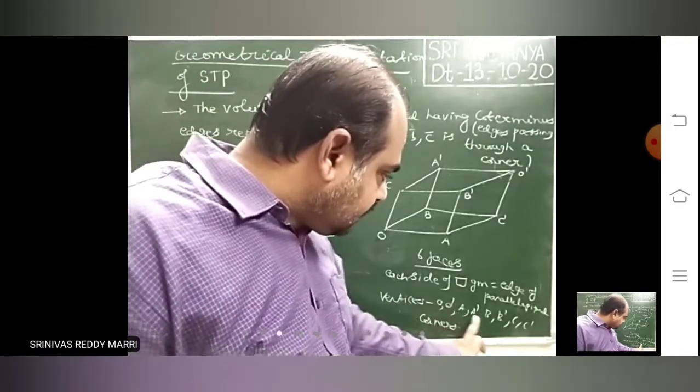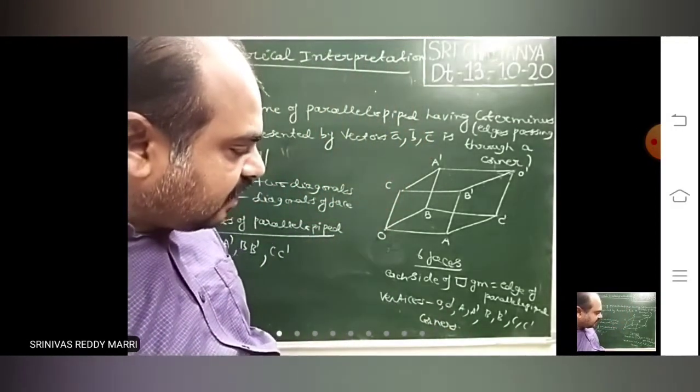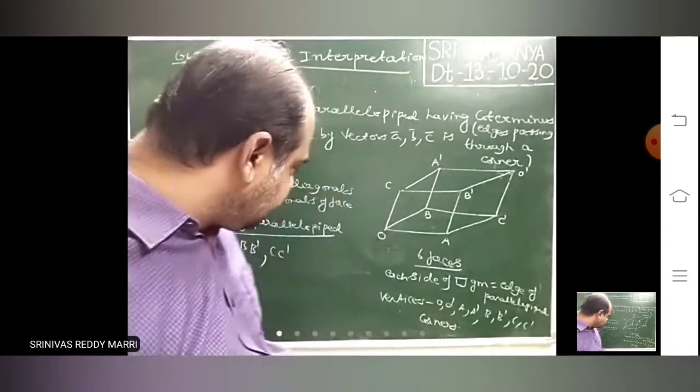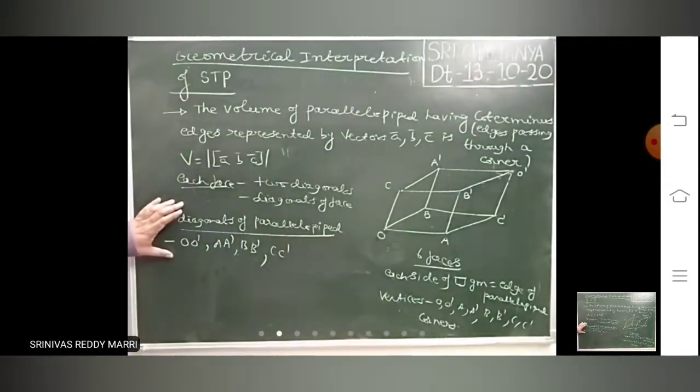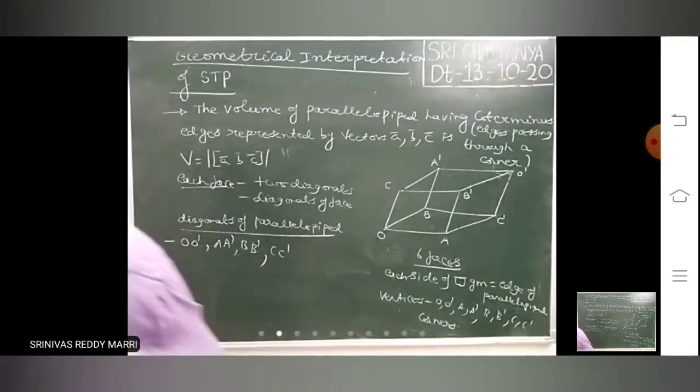Vertices are also called corners. So there are 8 corners, and then there will be 4 diagonals. You remember this one. Now our problem is to find the volume of this.